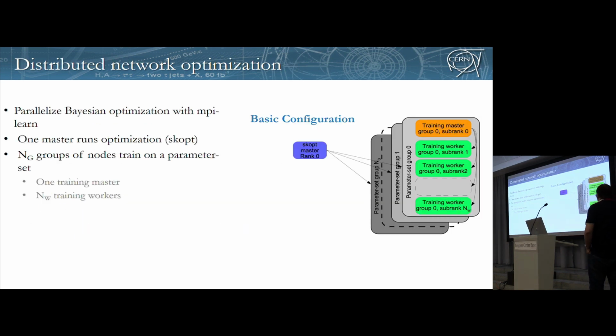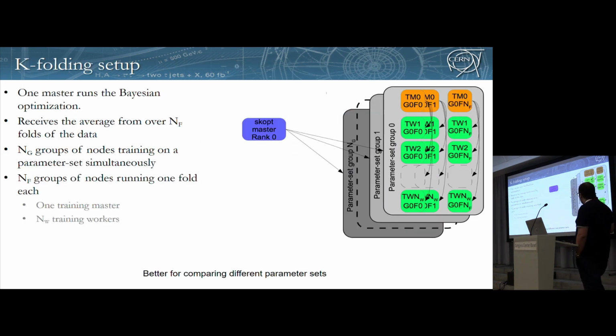Going back to the optimization, starting from this very basic configuration for parallelizing Bayesian optimization, all the training concepts that I have described can be plugged into a parameter set group. Then there is a master which distributes the new parameter set. Starting from this basic configuration, inside each single parameter set group, you might have multiple folds of your data.